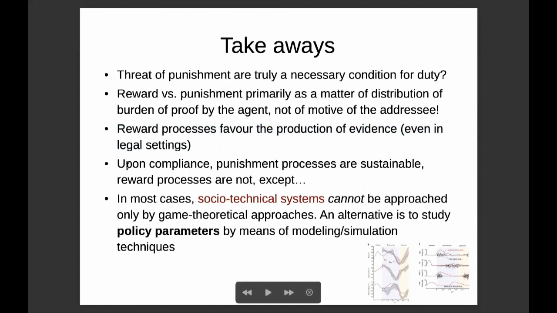On the other hand, punishment-based systems are generally more sustainable, unless we are in front of a specification problem or a singling out problem or expected general non-compliance. To conclude, we also wanted to make clear that socio-technical systems cannot be approached by game theoretical approaches only. Modeling and simulation techniques offer a more general way to study the most adequate policy parameters against a model of the social context on which the policy will be applied, taking also into consideration models of adaptation.